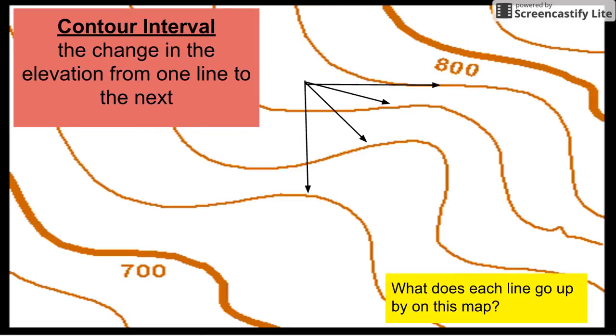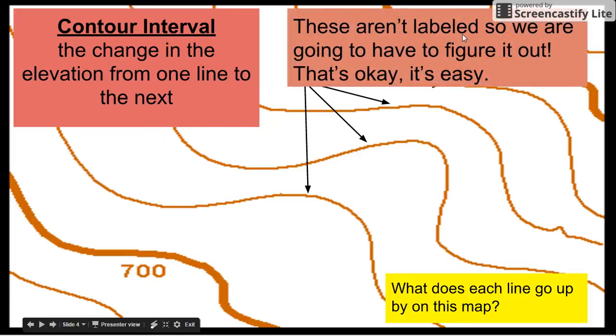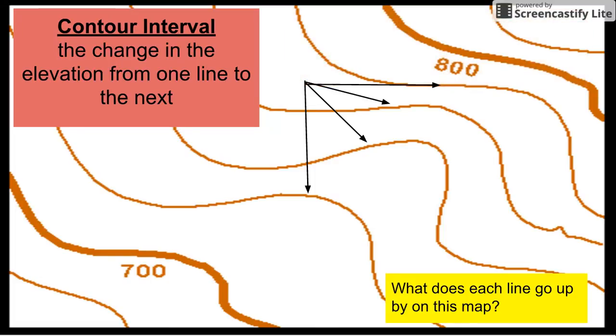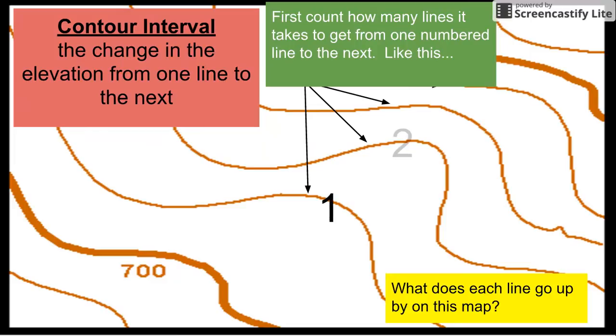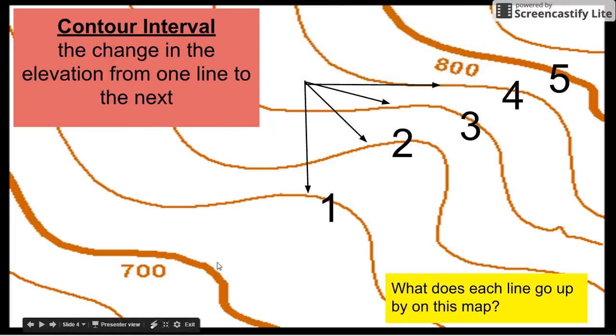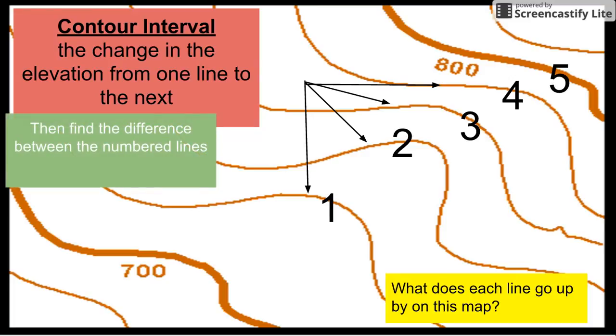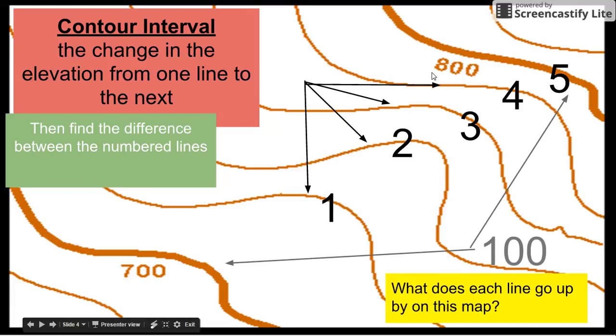Well, the first thing you need to do is you need to notice that there are four lines in between, right? These two. So they're not labeled, so we're going to have to figure out what they are. And it's a really easy thing to do. The first thing that you're going to do is you're going to count how many lines there are in between, including getting up to 800. So I can see if I start at 700, it's going to take me 1, 2, 3, 4, 5 lines to get to 800. So then I find the difference between the numbered lines. So from 700 to 800, that's 100.